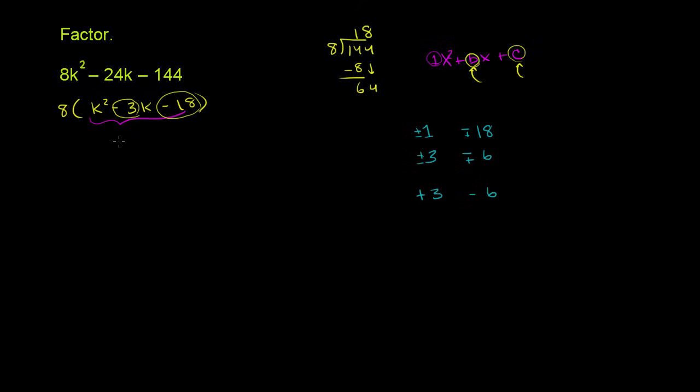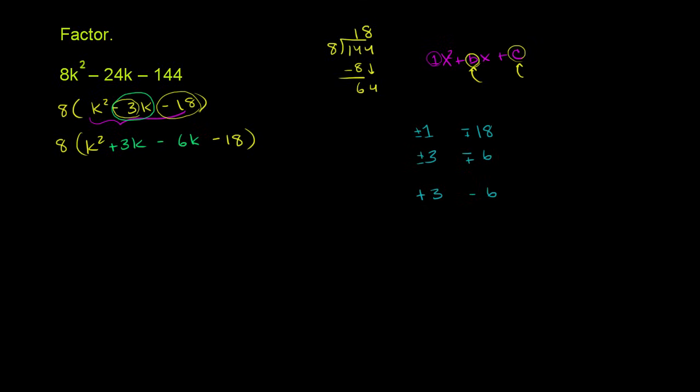Now, just for the sake of this example, we'll do this by grouping. So what we can do is separate this middle term right here as the sum of 3k and -6k. So I could write the -3k as plus 3k minus 6k. And then let me write the rest of it. So we have k squared up here plus 3k minus 6k, which is the same thing as this over here, and then we have minus 18. And then all of that's being multiplied by 8.